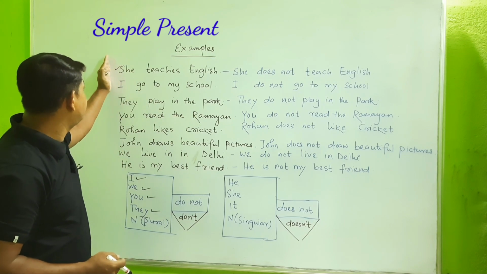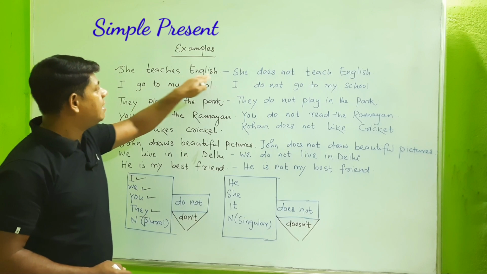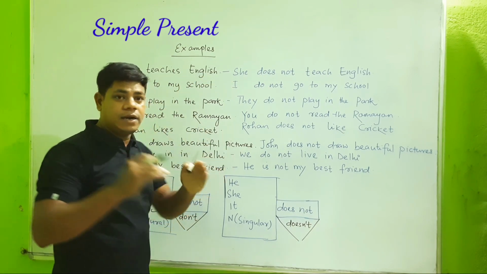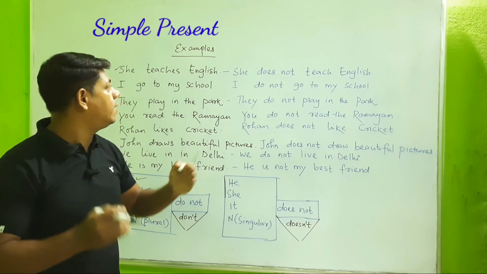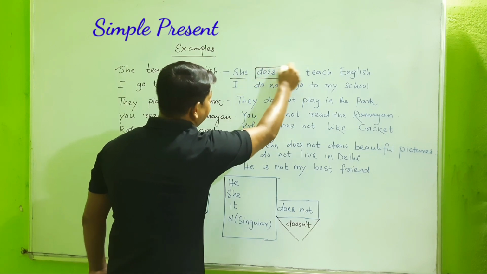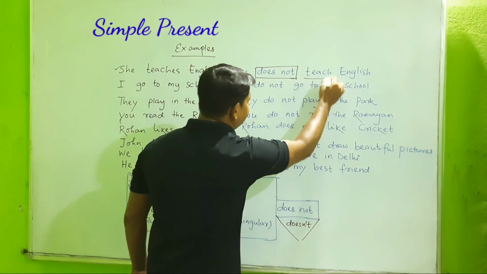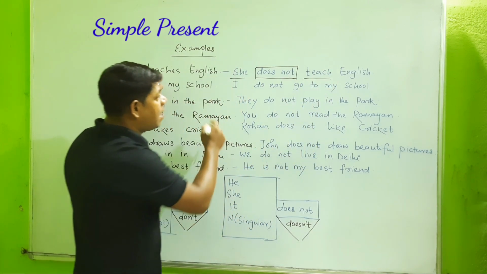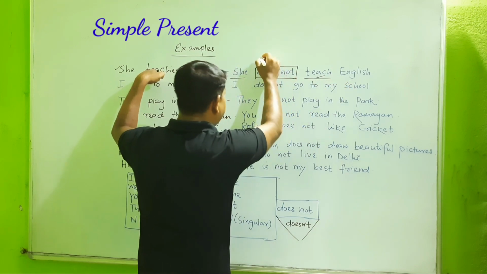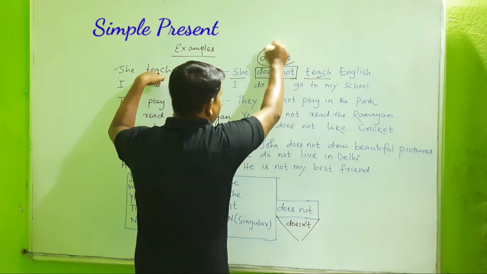According to this first example, she teaches English. She is the third person singular. So when you convert this sentence into a negative one, you will write she does not, because she is the third person singular here, and she does not teach. Here it was teaches, but you have to write teach. So, she does not teach English. This does not may also be written like this, doesn't.